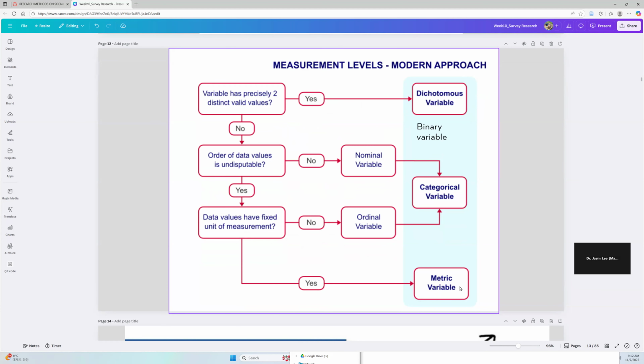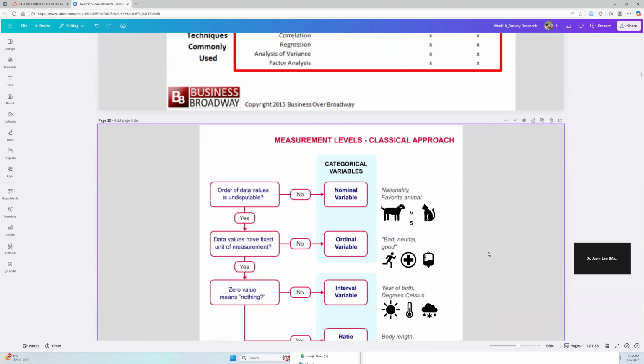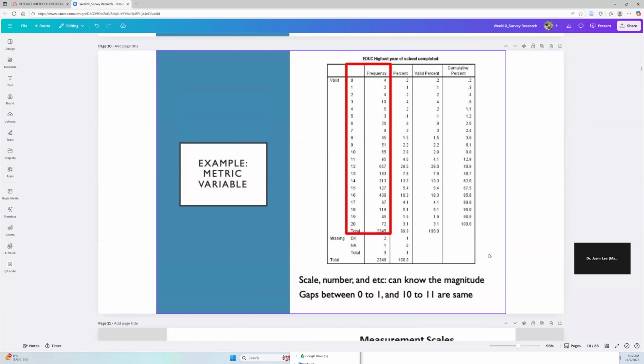So a metric variable is one where the data values have a fixed unit of measurement, like the education variable, for example. So let me show you. 0 through 1, so 1 unit is 1 year, right? So 1 year interval. 4 through 5, right? So the interval between 4 years of education and 5 years of education is 1 year again.